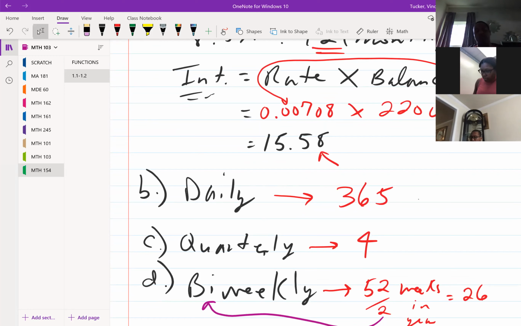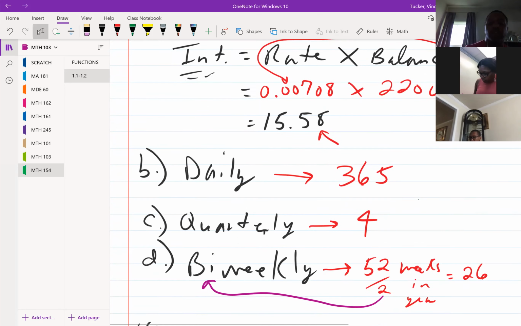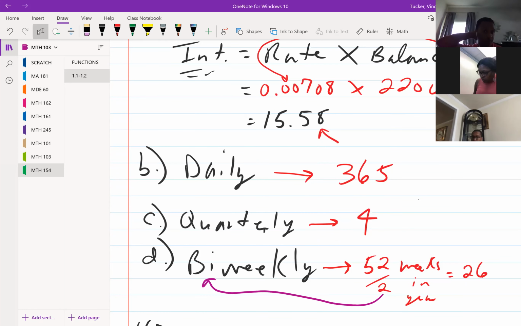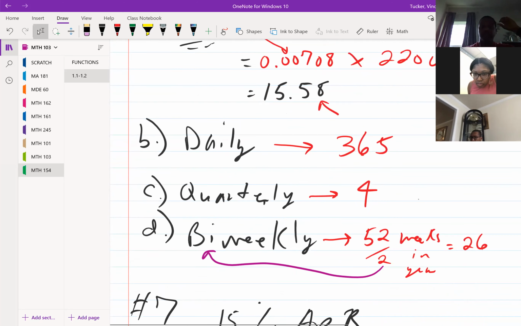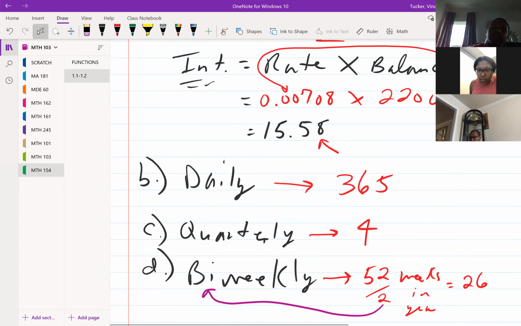Quarterly, think about 4 quarters in a dollar. So that would be 4 times in the year. So you would take that 4, plug it in where you see the 12, and go through the same process. And then bi-weekly. There are 52 weeks in a year, but if you're talking about bi-weekly, you want to do it every 2 weeks. So that means 26 times this will occur in the year. And take that 26, substitute it in where that 12 is, and go through the process.